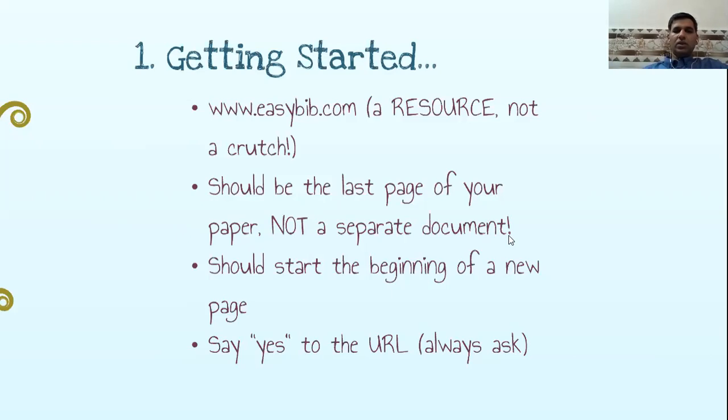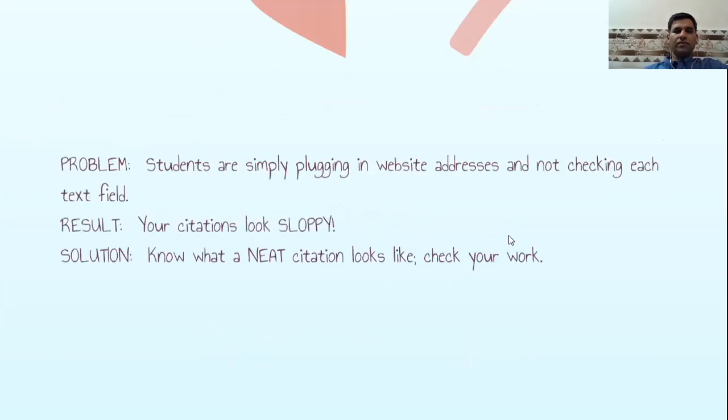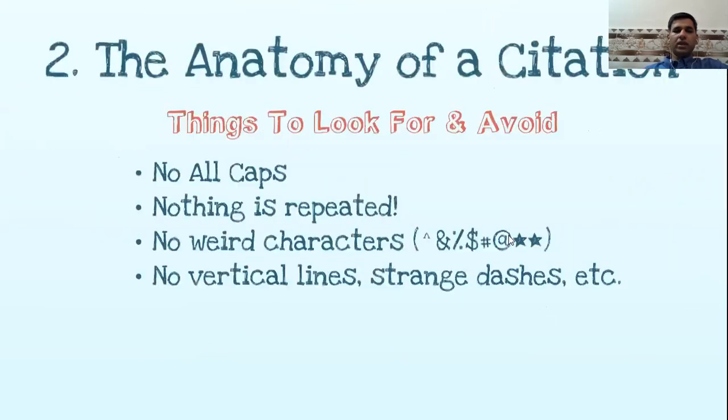Say yes to URL, always ask. These are things that you need to start with. The problem: students are simply plugging in website addresses and not checking each text field. The result: your citation looks sloppy. The solution: know what a neat citation looks like and check your work. The anatomy of a citation, things to look for and avoid: no all caps, nothing repeated, no weird characters, no jargon, no vertical lines, no strange dashes, etc.